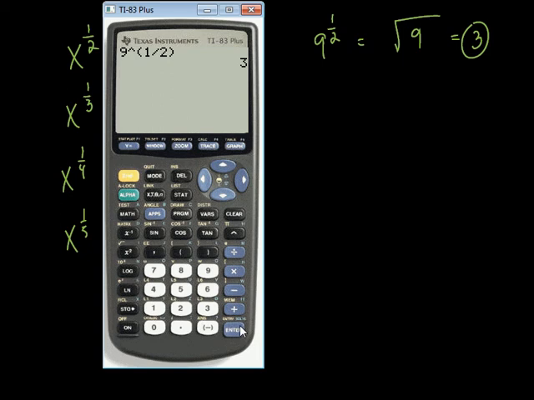Seems like nowadays kids just believe the calculator. They don't believe the teacher.